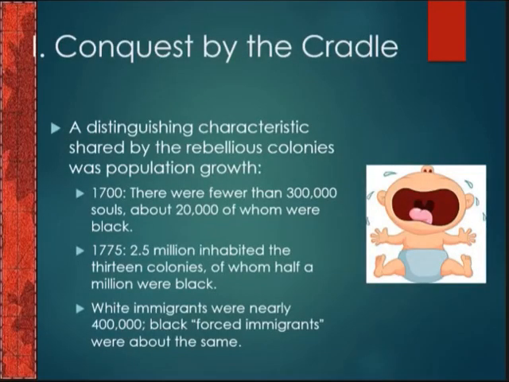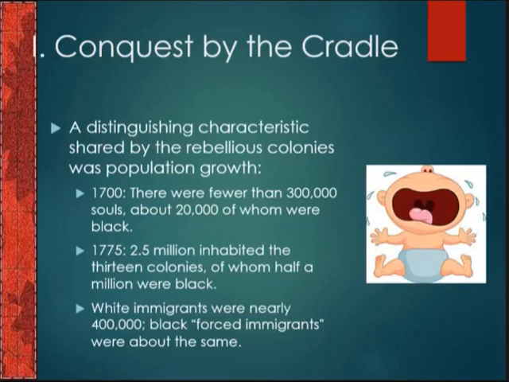Rapid population growth to North America took place during the 18th century. On this page, we can see comparisons between figures at the turn of the century next to those at the beginning of the American Revolution. In 1700, roughly 300 people were living in the British colonies along the Atlantic coast.